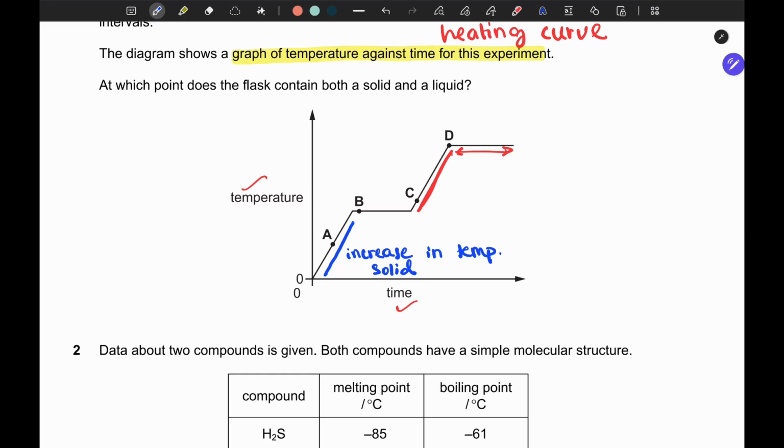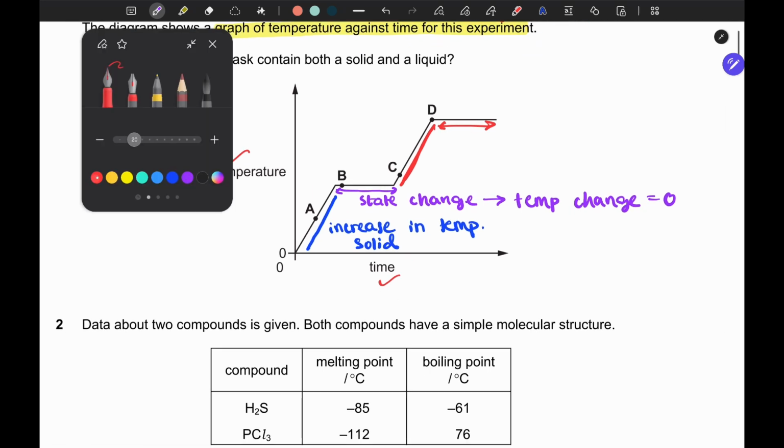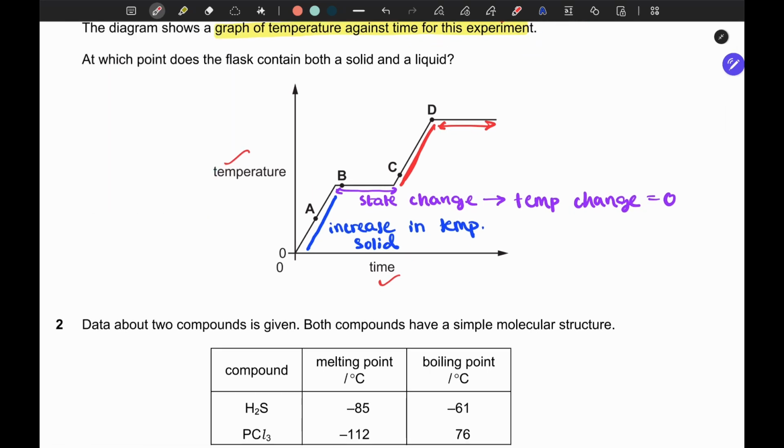Then the horizontal part that we have over here represents a state change. We know that during a state change, there is no temperature change, or you can say the temperature change is equal to 0. During a state change, both states are present at the same time. Since we are heating a solid, the solid will melt, and as it melts, it will form a liquid. So from this horizontal section, we will be able to observe both a solid and a liquid. So that means the answer should be B, but what about the other sections?